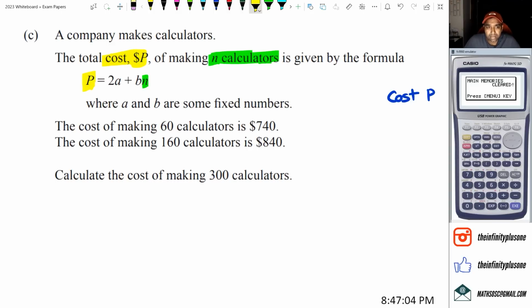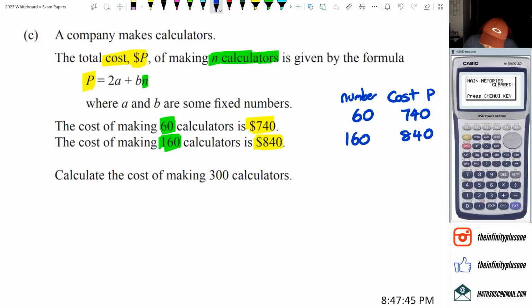So the next part I'm going to look at is the part where it says the cost of making 60 calculators is $740. Now if I was to go back and highlight this whole thing, N is the number of calculators, which means 60 calculators cost $740. On my little table, I'm going to put number of calculators. So 60 calculators cost $740. And if you look at my second equation, I've got 160 calculators that cost $840.